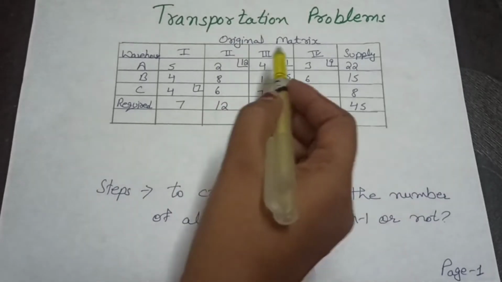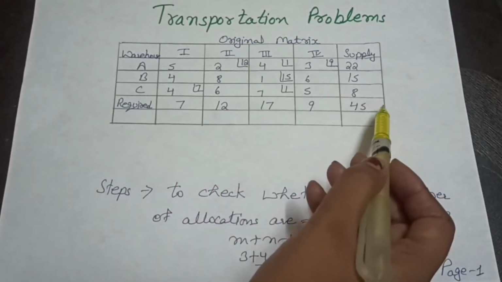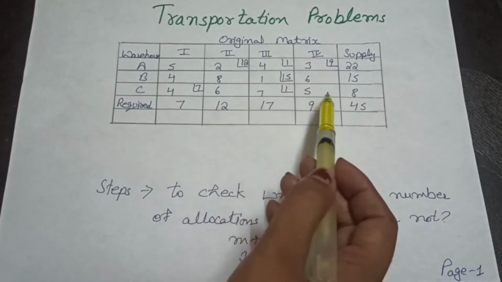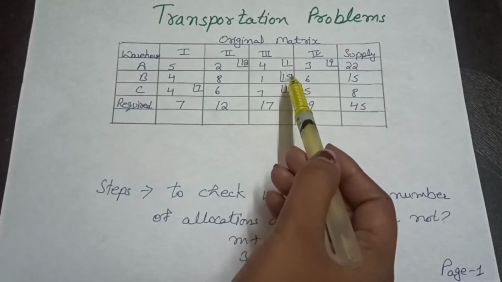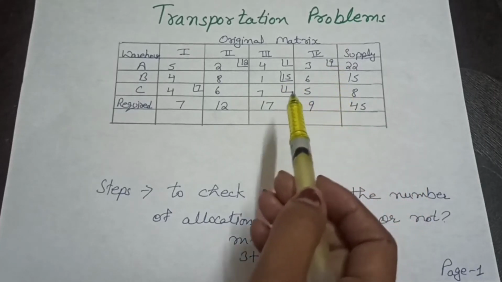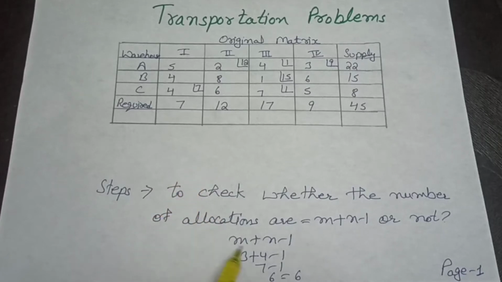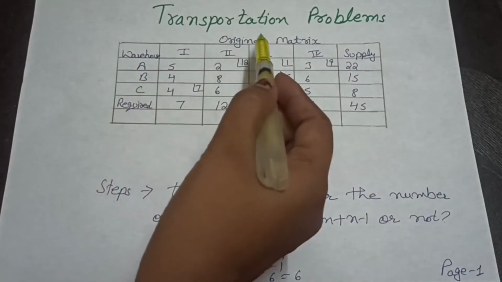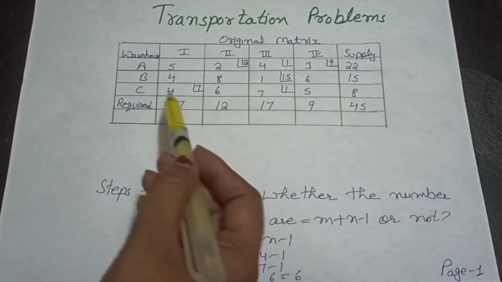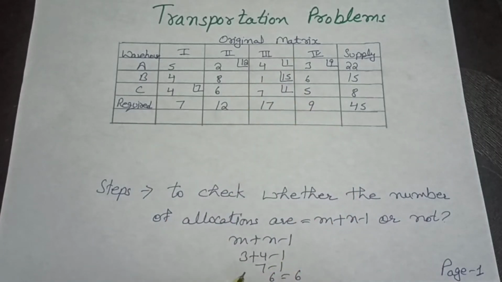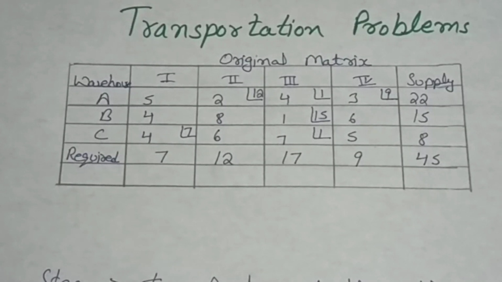So we have this original matrix and these are our allocations. We can see we have 6 allocations: 1, 2, 3, 4, 5 and 6. Now we have to check whether these allocations are equal to m plus n minus 1 or not. m plus n means rows plus columns. We have 3 rows and 4 columns, so 3 plus 4 minus 1, 7 minus 1 is equal to 6, and the number of allocations is also equal to 6. So the number of allocations is equal to m plus n minus 1, which means we can now calculate our ui plus vj matrix.